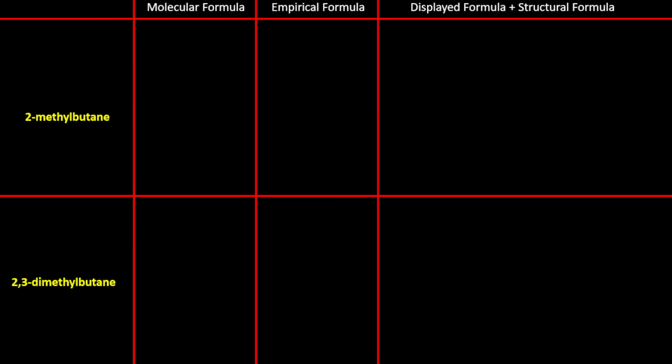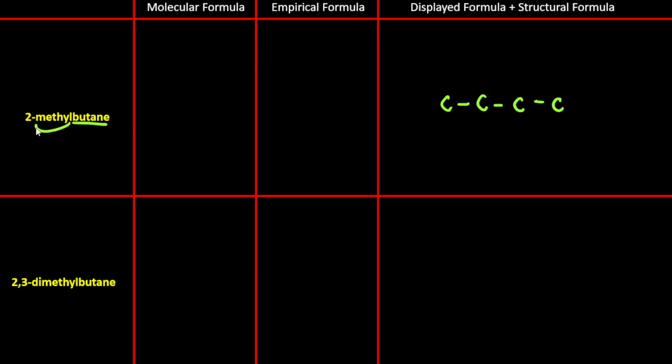Alright. So 2-methylbutane. Let's do butane first, okay? So butane is what? 4 carbon atoms. So it would be 1, 2, 3, 4. My hint is already here, okay? Butane, 4 carbon atoms, done.